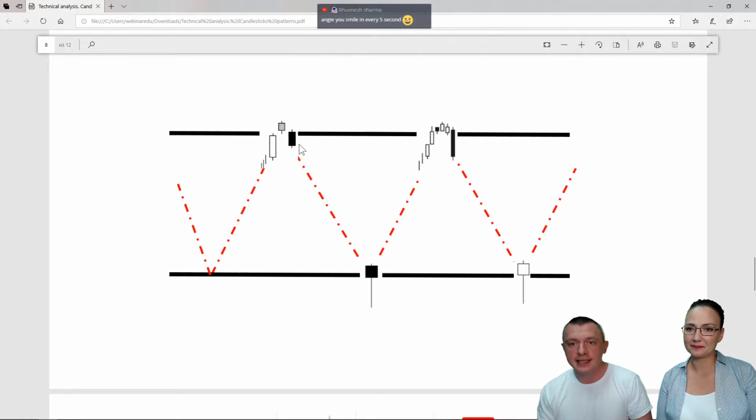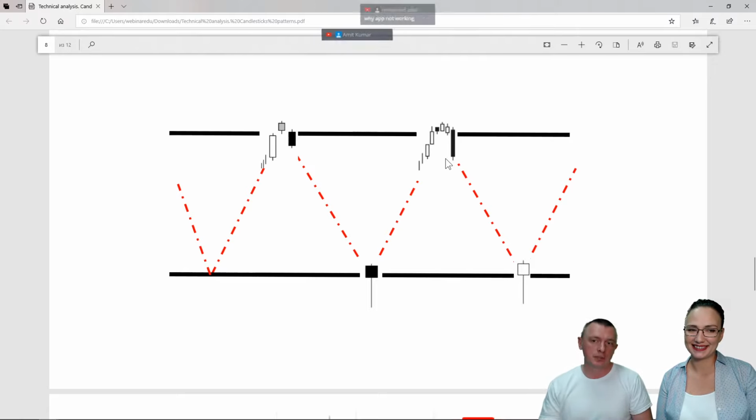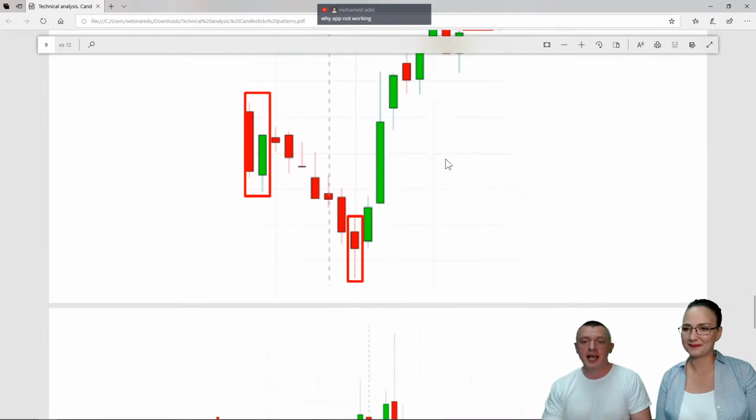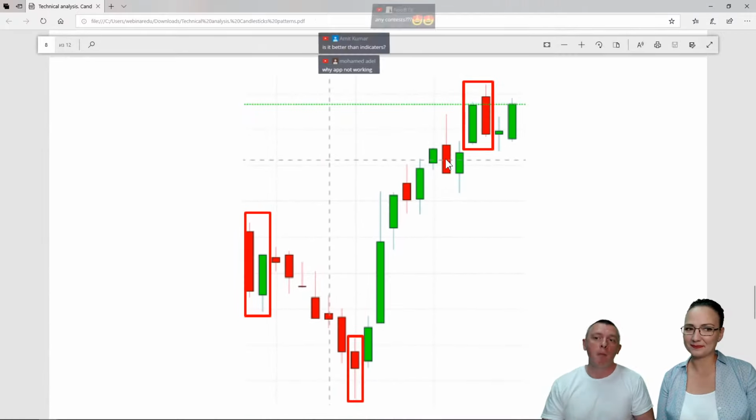And you can see that sometimes on support and resistance lines, you can find different candlestick patterns, and it means that the price, with high probability, will return back. So, my friends, pay attention to this. For example, here are some market examples.